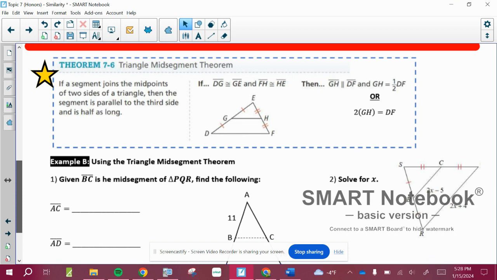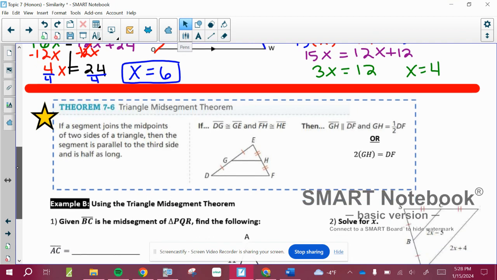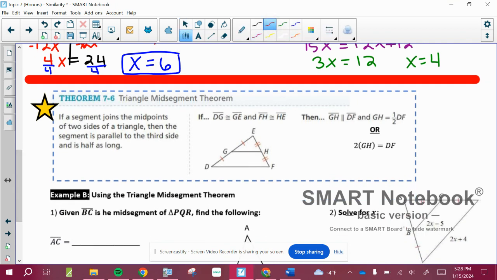And that theorem says if a segment joins the midpoints of two sides of the triangle. So what that's saying is G is the midpoint of DE. So you can see here, that means it cuts it into two congruent parts. DG is congruent to GE.